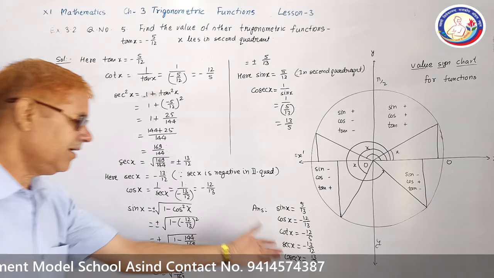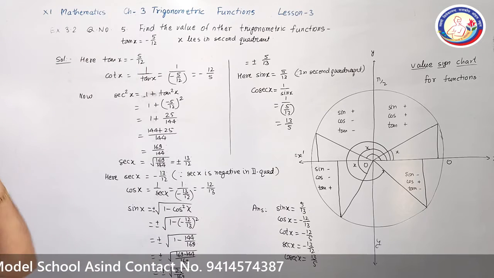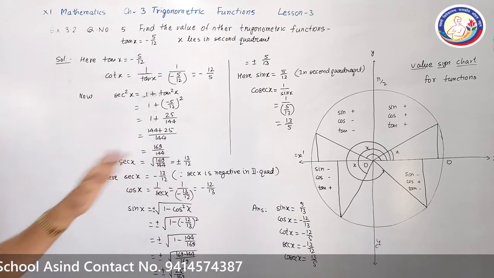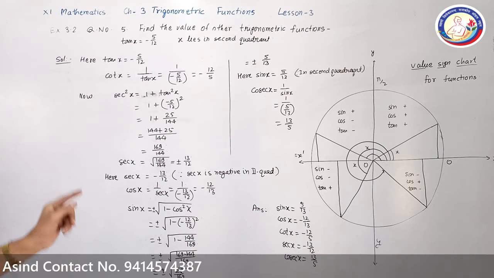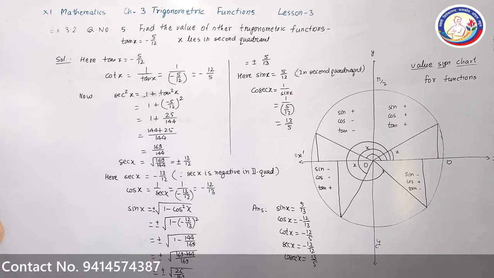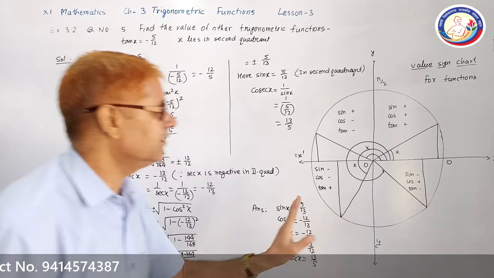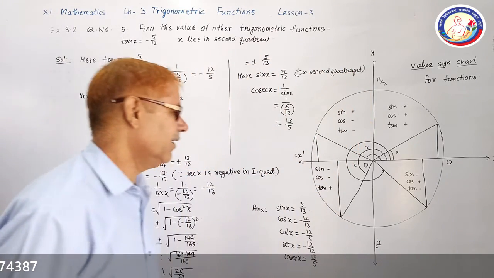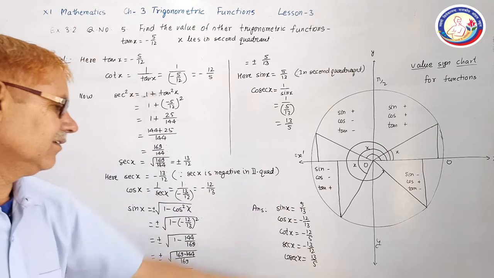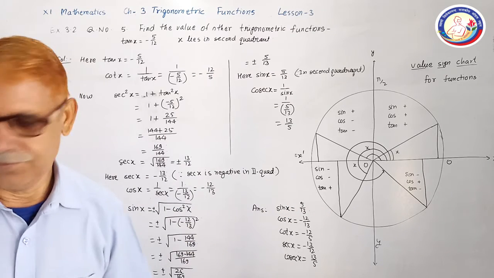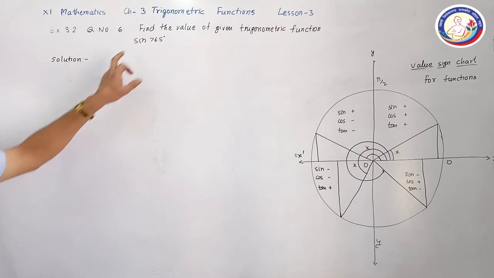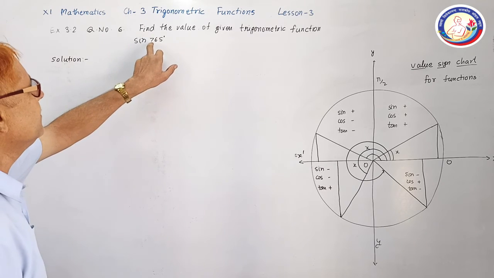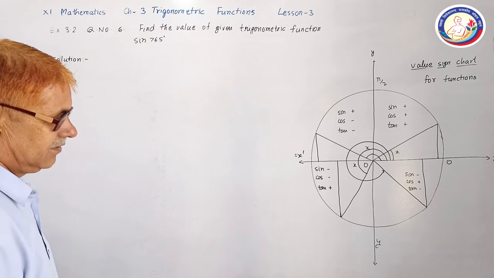So in this way, using the trigonometrical identities and basic formulas, if one value is given and the position is given, in which quadrant the angle lies, we can determine the other 5 functions' values. Now we have to find the value of sine 765.